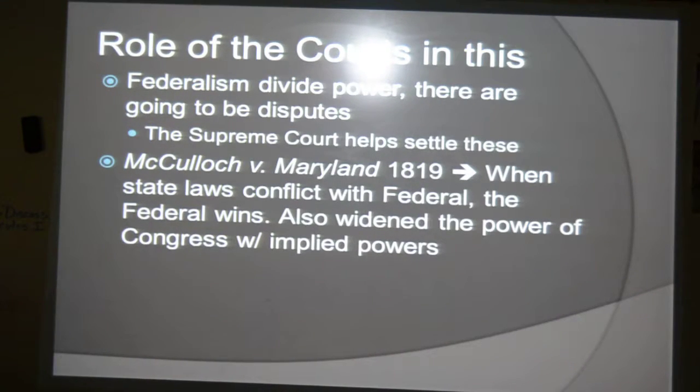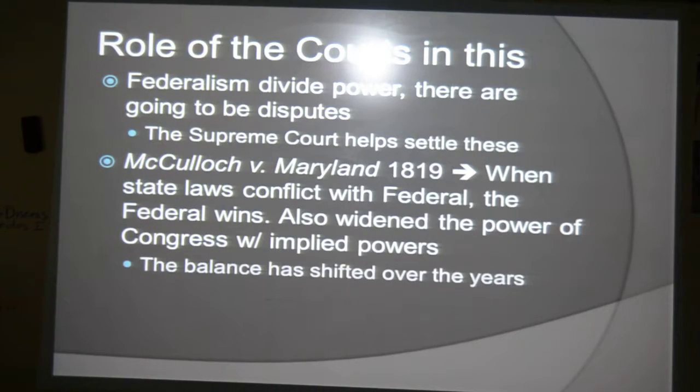McCulloch v. Maryland. This really helps the necessary and proper clause. When state laws conflict with federal, the federal law wins. There's an actual case about this. I'm going to have to tell you the story on it. That's the story for another day. Because my battery's running out, I want you to get these notes.